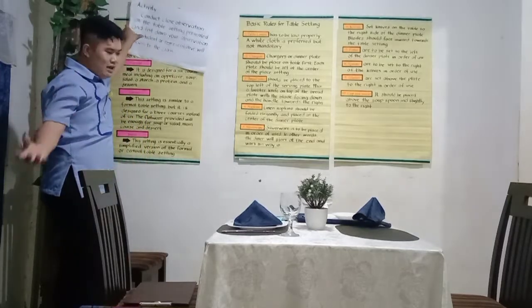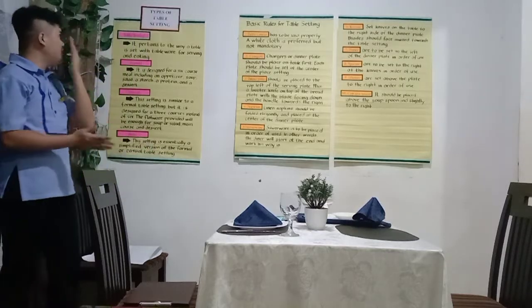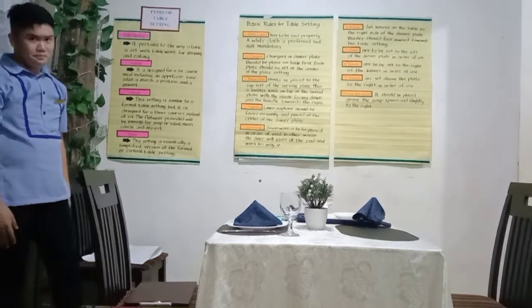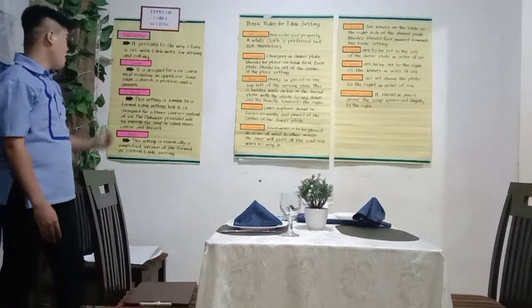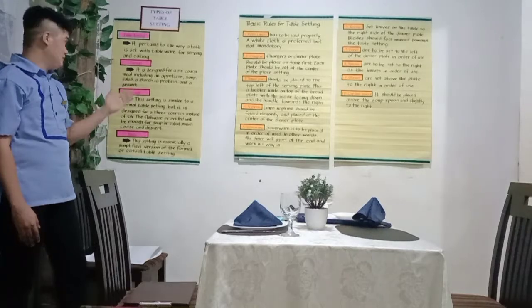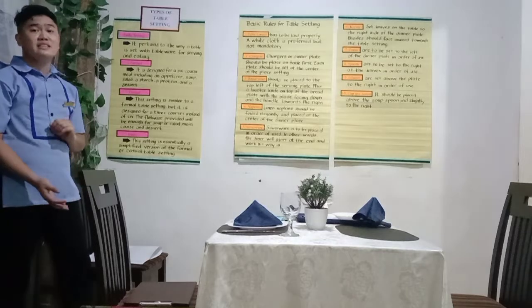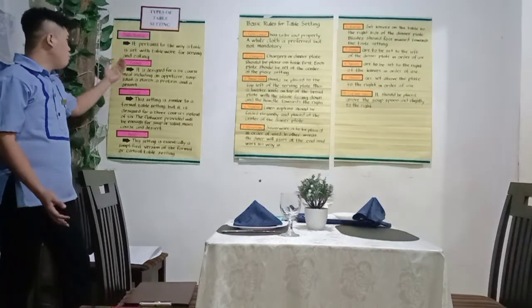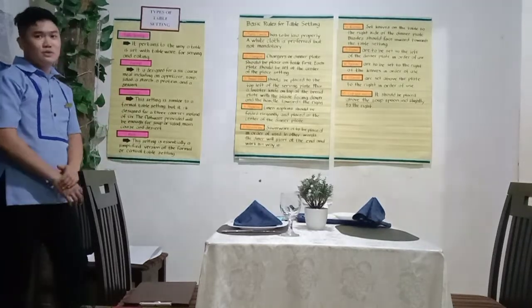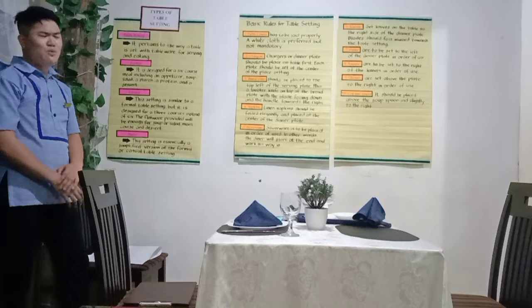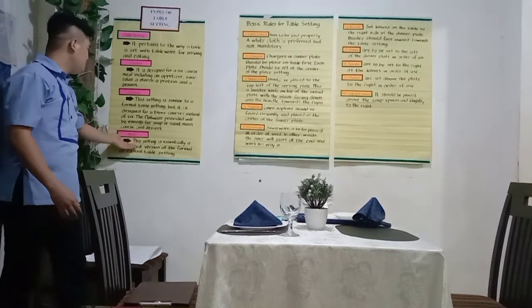Okay, now let's dive into our discussion. Table setting pertains to the way a table is set with tableware for serving or eating. Table setting has three types, namely the formal table setting, the casual table setting, and the basic table setting. So, how do these types of table setting differ?